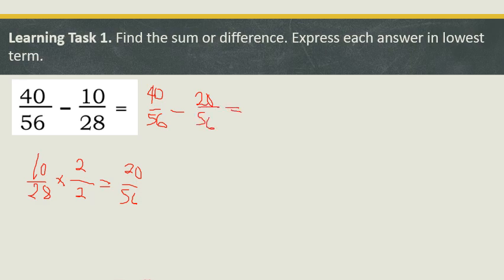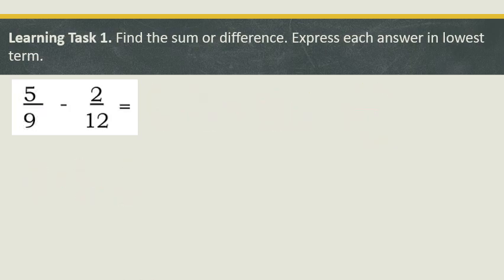Okay, so i-subtract natin. So, kopyahin natin ang denominator, 56. And 40 minus 20 is 20. Okay, so di-divide natin siya. Saan natin siya pwedeng i-divide? So, pwede siyang i-divide sa 4. So, yun yung GCF niya. So, 20 divided by 4 is 5. 56 divided by 4 is 14. Okay, so ito na po ang ating lowest term, 5/14.